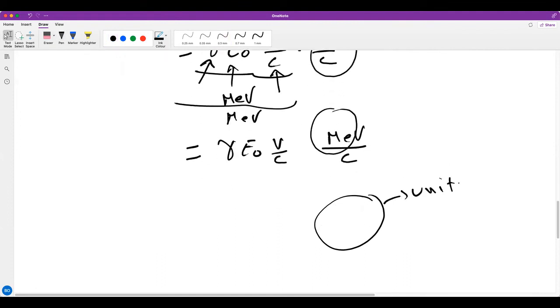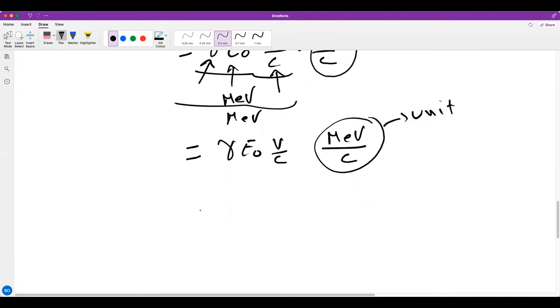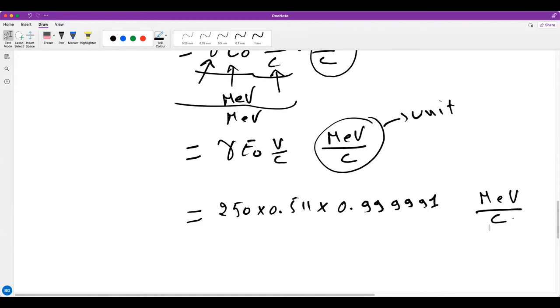And now I can do the calculation. So 250 times 0.511 MeV, because that is the rest energy of the electron, times beta, which I already found above. Okay, and this will be MeV per c. So those are two methods to calculate the momentum given the kinetic energy, or given the gamma values or the total energy.